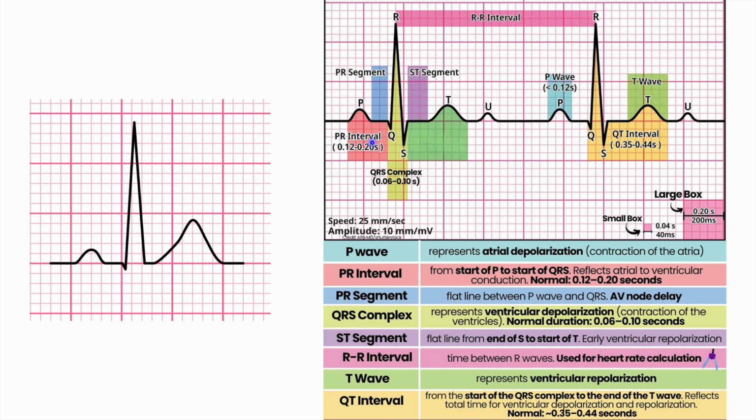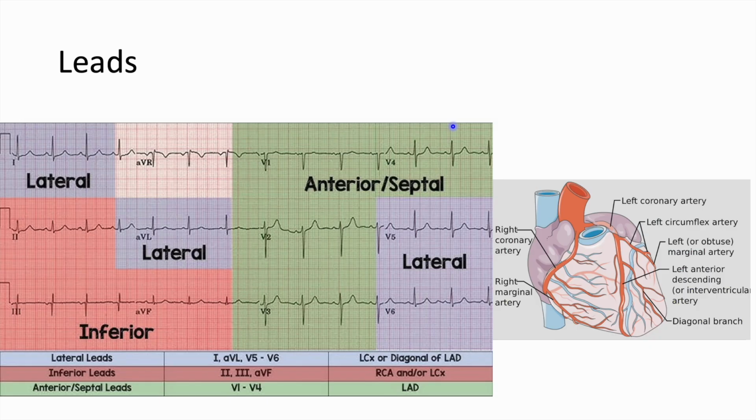For example, the PR interval should be 0.12 to 0.2 seconds. What that means is that's 3 small boxes to 5 small boxes. So if your PR interval is bigger than one large box, that's bigger than 0.2 seconds or 200 milliseconds, and so that's a prolonged PR interval. You can pause and look at this if you'd like. I'm going to move on.